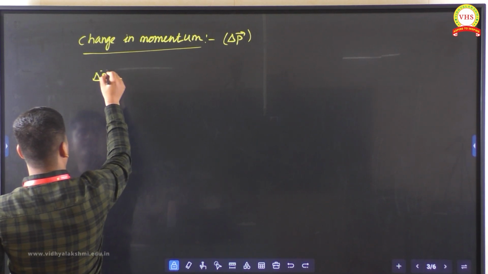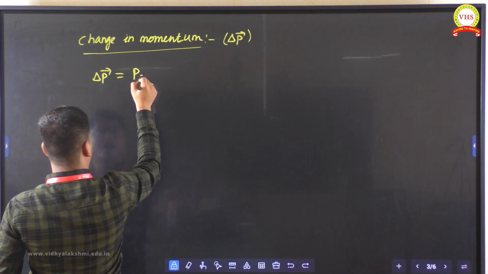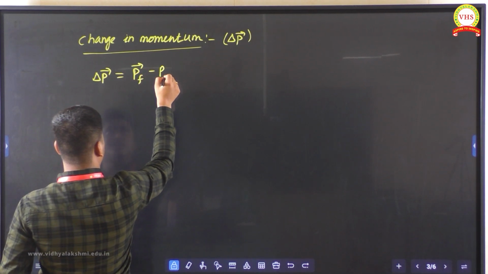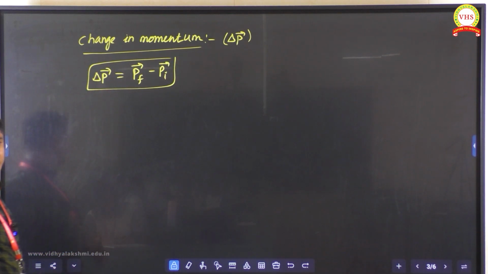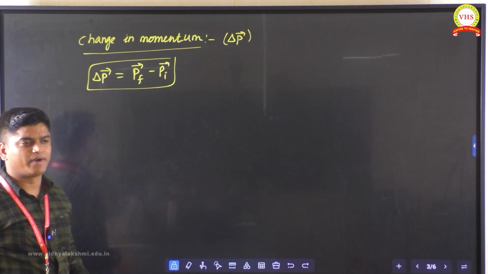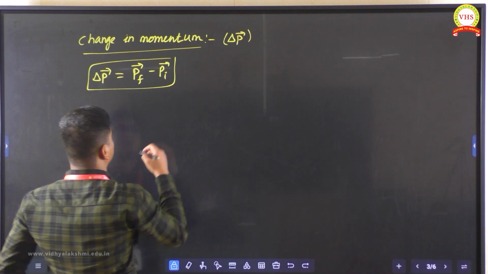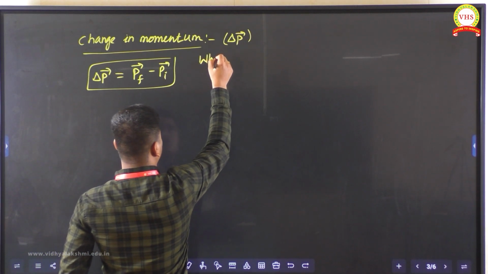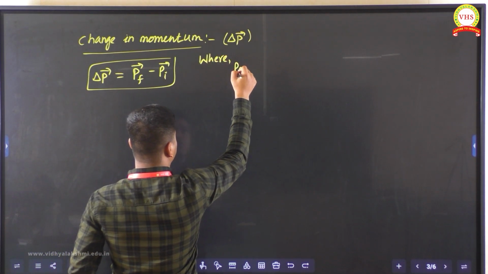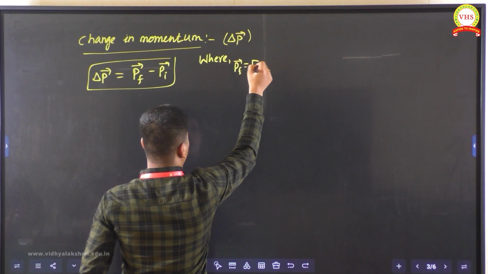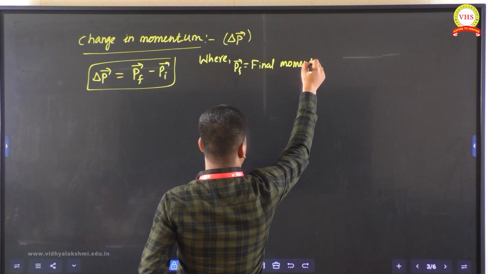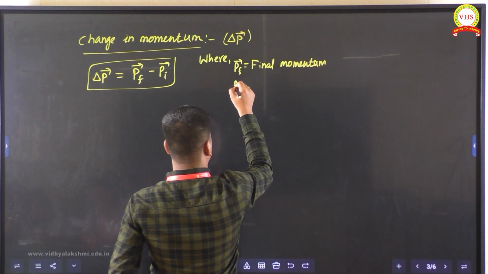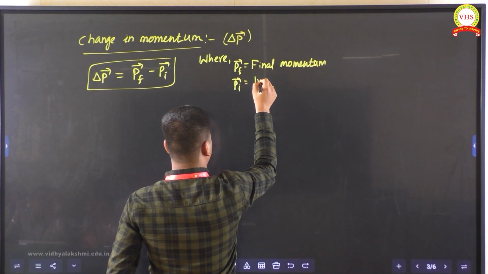Change in momentum I can write as final momentum minus initial momentum. So whenever I talk about change in momentum, what will I always write? Final momentum minus initial momentum, where PF is the final momentum and PI is the initial momentum.